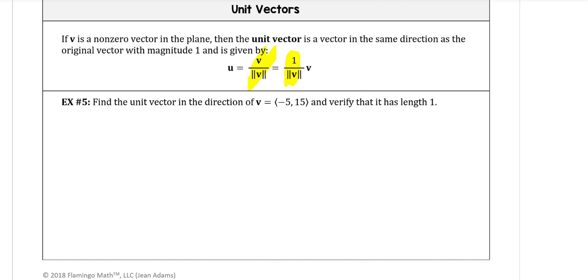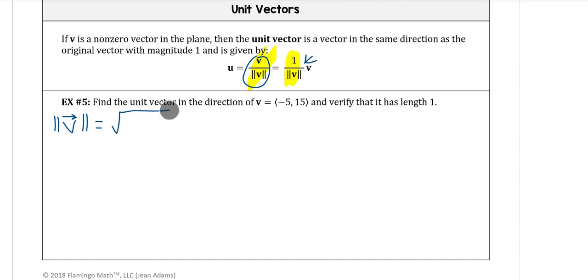So example 5 asks us to find the unit vector of v, which is <-5, 15> in component form, and then verify that it is a unit vector, that it has length of 1. Okay, so the first thing we need for u is the magnitude of v. So I will find that first. You can find it separately like I am, or you can just put it into this fraction or this ratio here, but I like finding it separately.